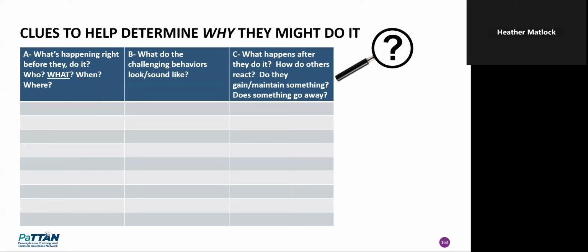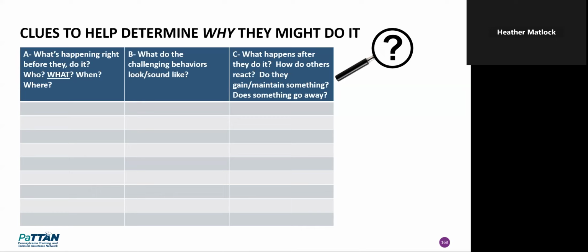All right, so just like that game we played to determine what poof fairy might have meant, we're going to examine the clues around what a person does to help us figure out why they might be doing the challenging behavior. All right, the more accurate we are in identifying clues, the more we equip ourselves to do something about it.